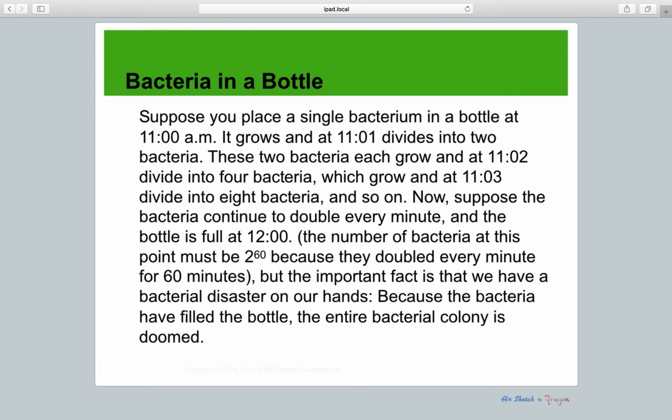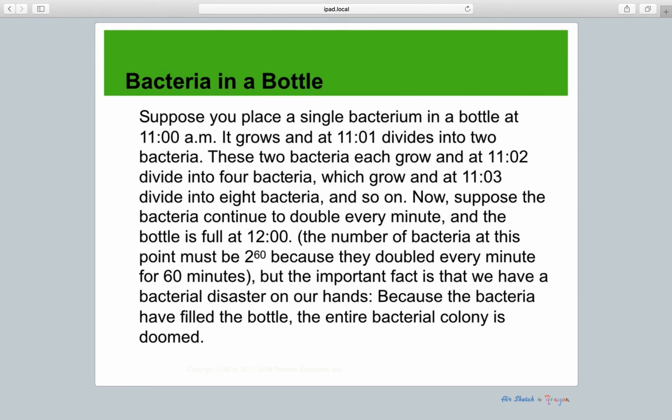Now suppose the bacteria continue to double every minute, and the bottle is full at noon. The number of bacteria at this point must be 2 to the 60th, because they doubled every minute for 60 minutes. But the important fact is that we have a bacterial disaster on our hands, because the bacteria have filled the bottle, and the entire bacterial colony is doomed.